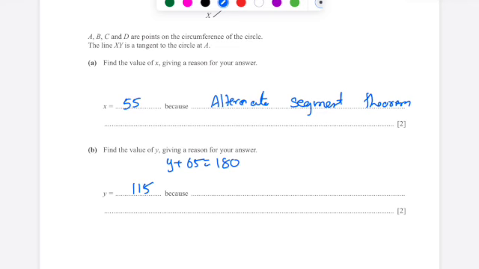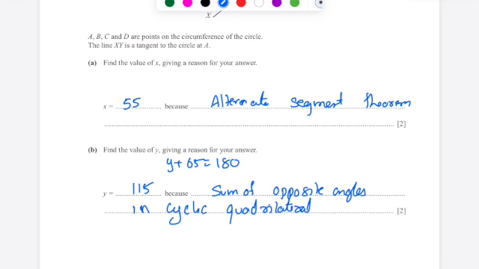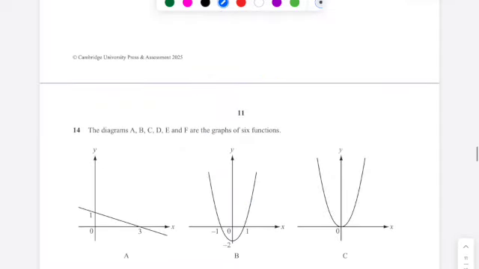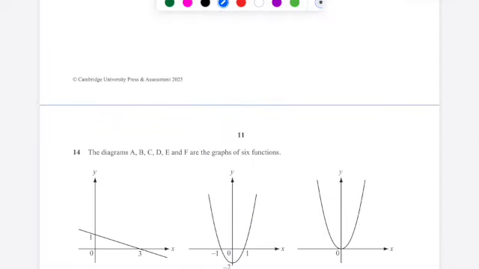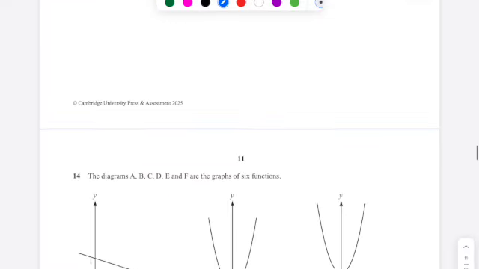y equals 115. So the reason is sum of opposite angles in cyclic quadrilateral is 180 degrees. Sum of opposite angles in cyclic quadrilateral is 180 degrees. So that's question number 13.